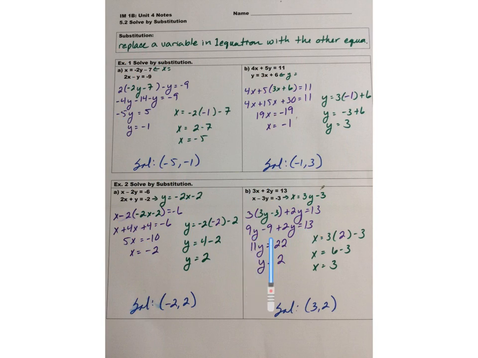Combine my like terms, 9y plus 2y is 11y. Add the 9 to the other side, and we get 22. Dividing by 11, y equals 2.